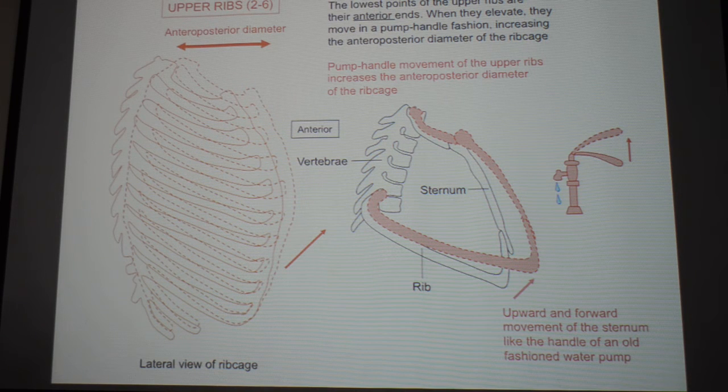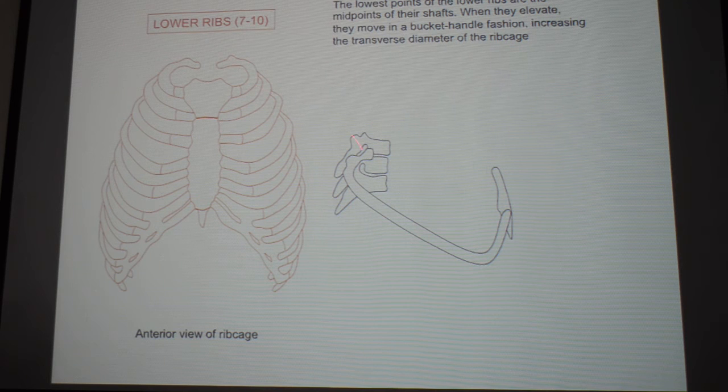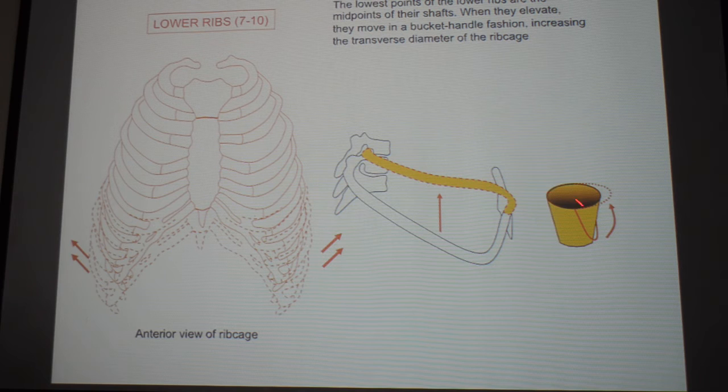How do we achieve it? By this section. And now let's talk about the lower ribs. What do we do for them? Think of a bucket and its handle. You lift the handle of a bucket, what will happen? It will get more space. So you are increasing this space. Now when we lift it up, you are lifting the lower segment.